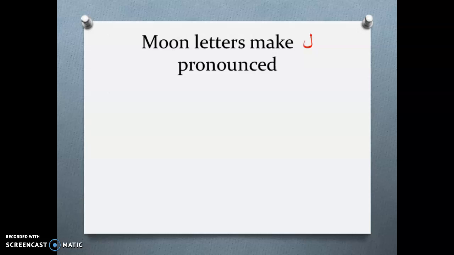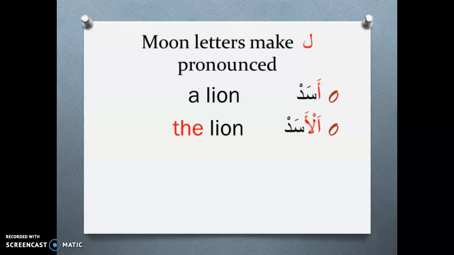Now we are having an example for every single letter that makes lam pronounced, the moon letters. Asad. The letters are in red. Al-Asad. And you can see here, as I told you last lesson, that when Alif comes immediately after Lam, we write them this way as one letter. We consider them a compound letter, and we call it Lam Alif.